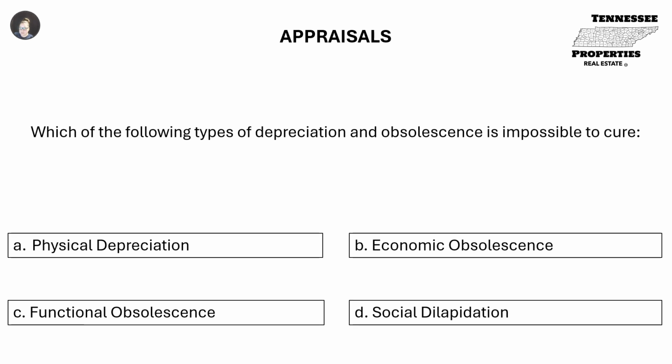Which of the following types of depreciation and obsolescence is impossible to cure? A. Physical depreciation. B. Economic obsolescence. C. Functional obsolescence. Or D. Social dilapidation. B. Economic obsolescence.